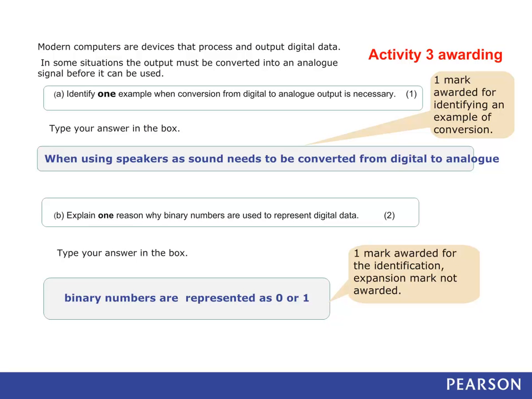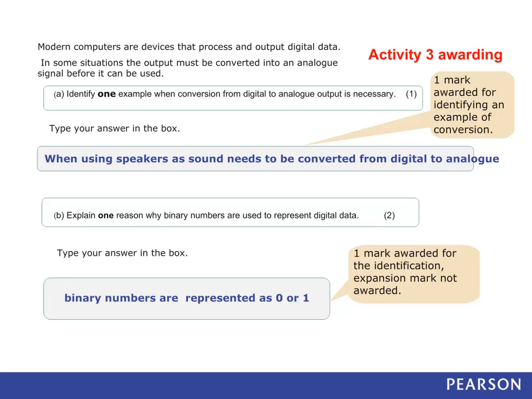Part B is asking the learner to explain 1 reason why binary numbers are used to represent digital data for this response. 2 marks available for this question. 1 mark was awarded for the identification. Expansion mark was not awarded.